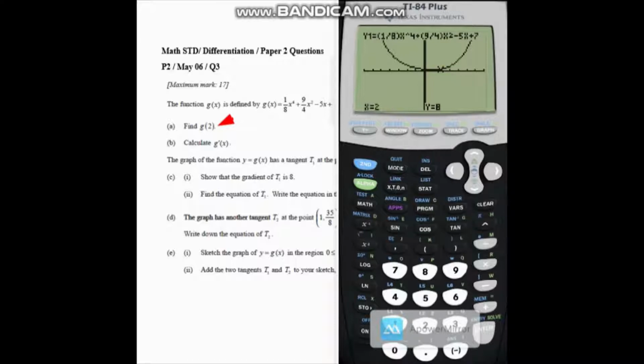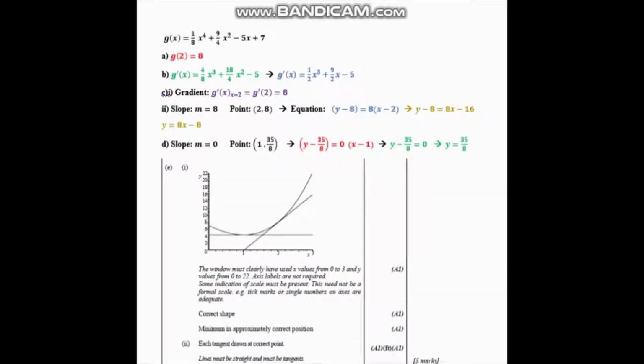Next, for question B, I'm required to calculate g dash of x. So there is your answer to A. And for B, I shall simply differentiate this function right there, getting 4 over 8 x cubed instead of this term, 18 over 4 x instead of this term. Excuse me, this is supposed to be 18 over 4x, not x squared. There, we have fixed it. And negative 5x becomes negative 5.